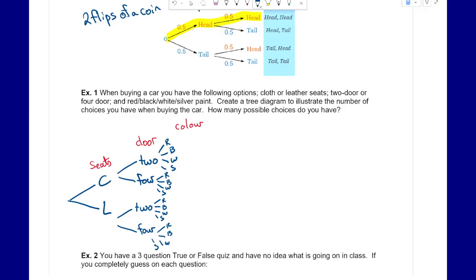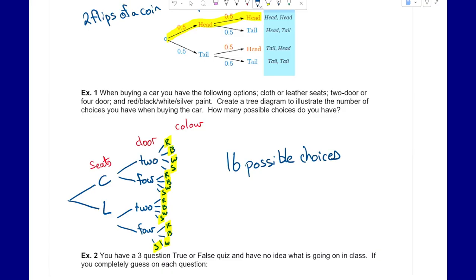But to figure out the number of choices that we had, we could go through and count every single pathway. Or an easy way to do it is just to count the last row. How many letters do we have in the very last row of choices? So we have 1, 2, 3, 4, 5, 6, 7, 8, 9, 10, 11, 12, 13, 14, 15, 16. So there are 16 possible choices.